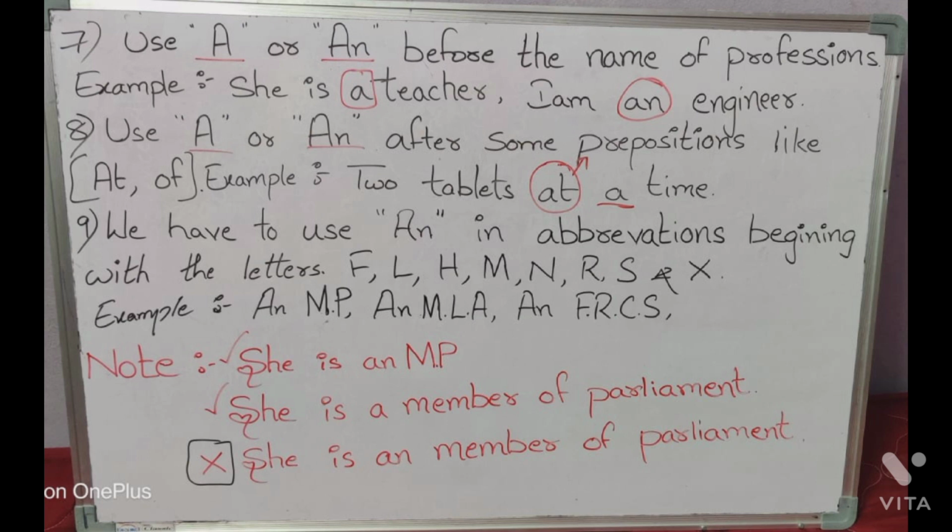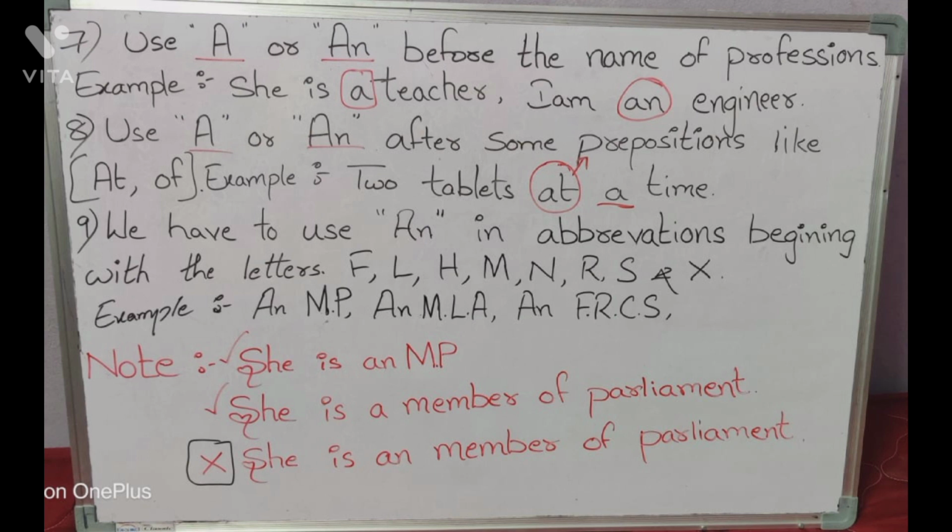Next, using a or an before the names of professions also. Like if I am a teacher, then I can say she is a teacher. Okay, if somebody is a doctor, then we can say he is a doctor. I'm an engineer. So a or an can be used for particular professions.